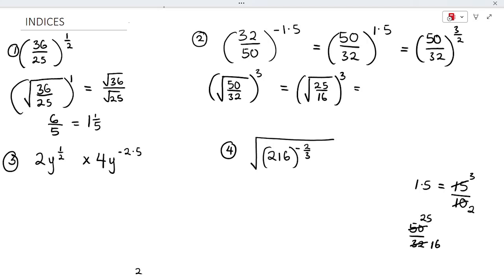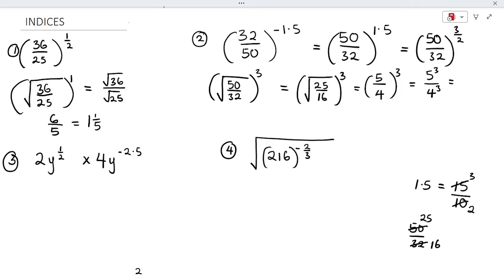As I've already said, the square root affects both the numerator and denominator. So we take the square root of 25, that gives us 5. And we take the square root of 16, that gives us 4. Now it is still raised to the power of 3, which is the power outside. And again, in this case, because there's a bracket, the power affects both the numerator and denominator. So we have 5 raised to the power 3 over 4 raised to the power 3.